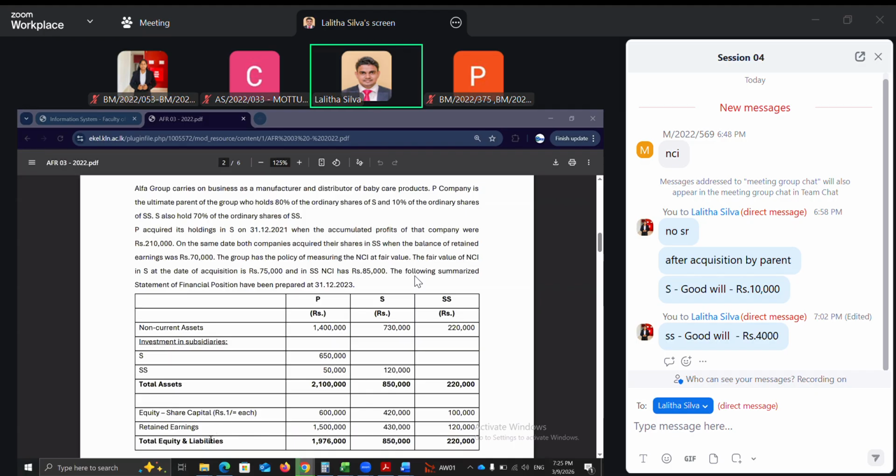How to identify the group structure? Whether it is a vertical group or a mixed group? What are the indications that we are having? Yes, this is a mixed group. How do you say so?